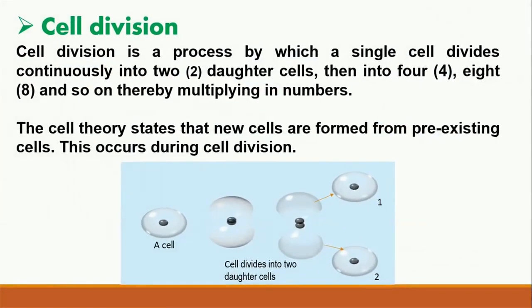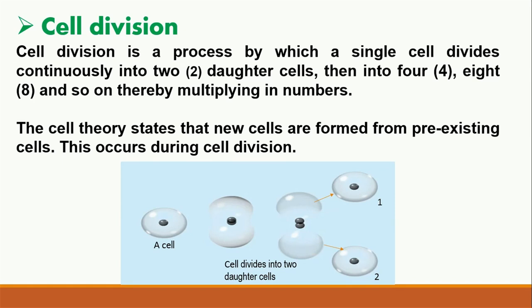So what is cell division? This cell division is a process by which a single cell divides continuously into 2 daughter cells, then into 4, 8, and so on, thereby multiplying in number. So the essence of cell division is for cells to multiply. And this you can see in the image here. We have a single cell which divides, and then we have 2 daughter cells formed at the end.